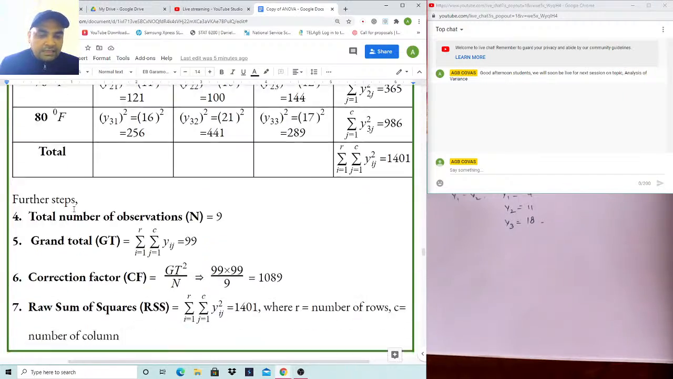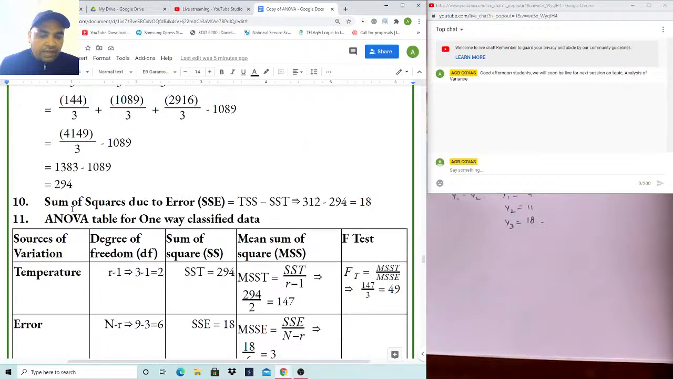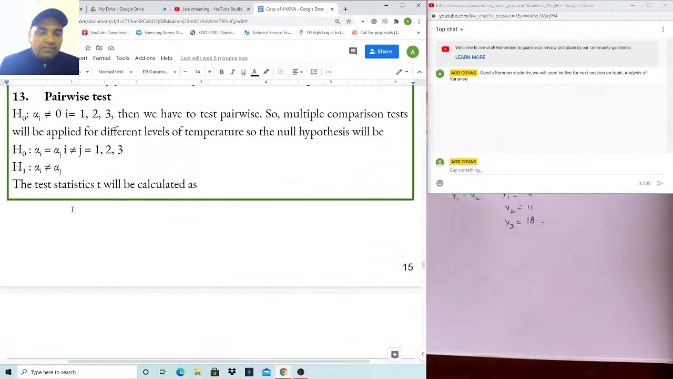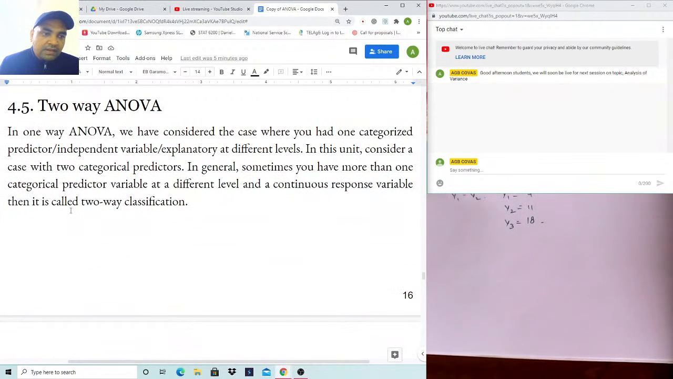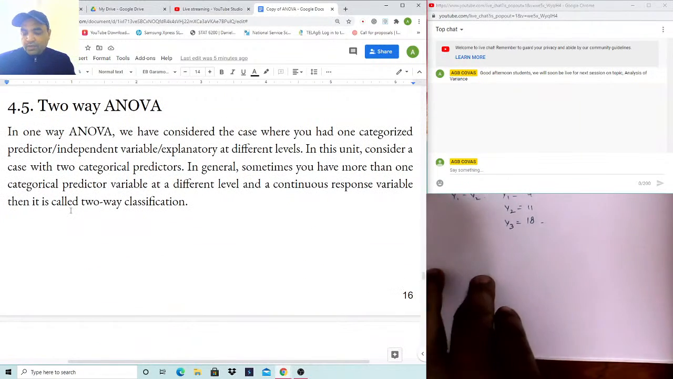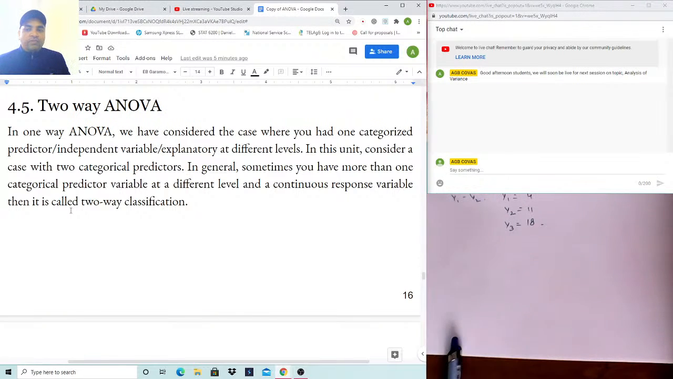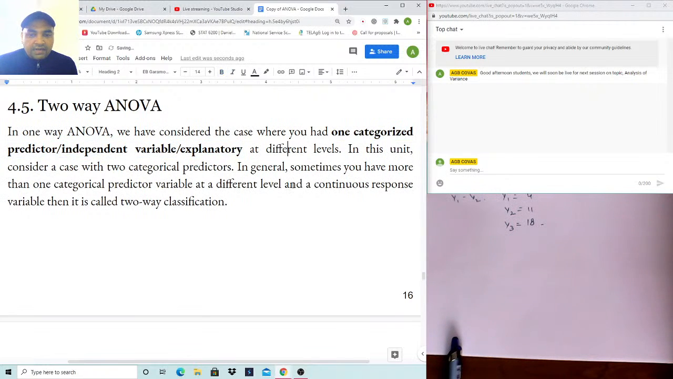Now we will extend our knowledge of one-way ANOVA to the case where, for example, there are two factors. Then what will it be? So let us start our two-way ANOVA now. In one-way ANOVA, we considered the case where you had only one categorized independent variable at different levels.